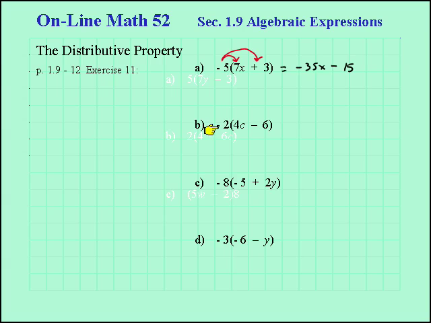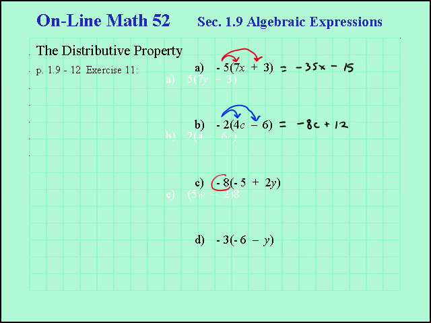Here we go. Negative 2 times 4c. And then negative 2 times negative 6. Negative 2 times 4c is negative 8c. Negative 2 times negative 6 is positive 12. That's right. Positive 12. Good.